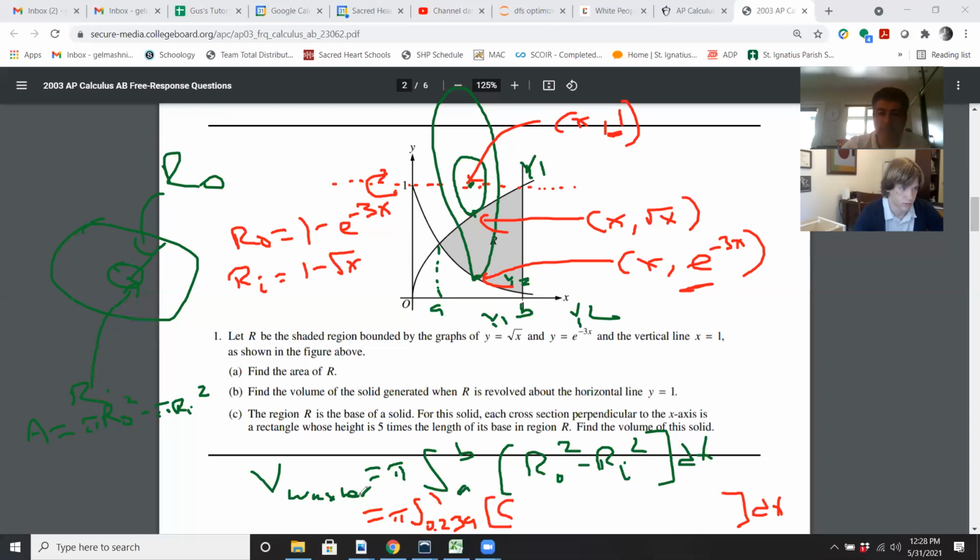And sometimes your axis of rotation could be down here, right? Where then this is the outer radius and this is the inner radius, so you'd have something like this, and things would just get kind of reversed. That's what labeling helps with, taking the difference in the y coordinates. That's what I recommend you do. So 1 minus e negative 3x, squared, and 1 minus root x, squared. Or really, it's 1 minus y2, and 1 minus y1.